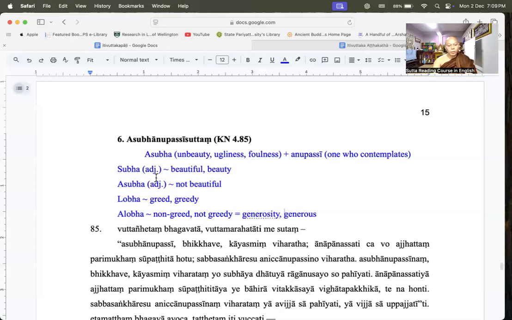So here also, Subha is beautiful or beauty, and Asubha is not beautiful or maybe ugliness. Non-beauty. That means ugliness or formlessness. So in this way it can be understood.